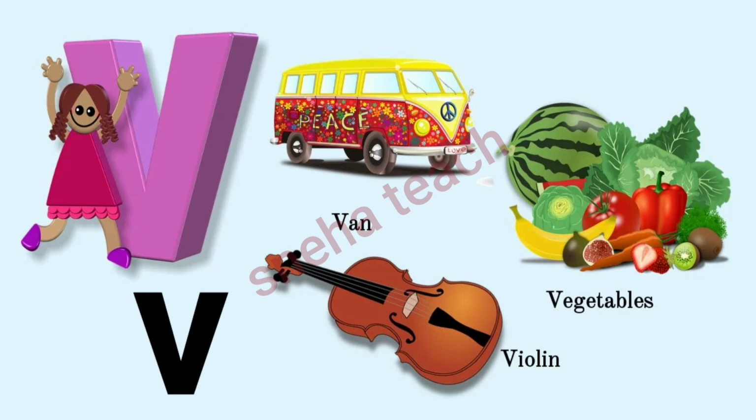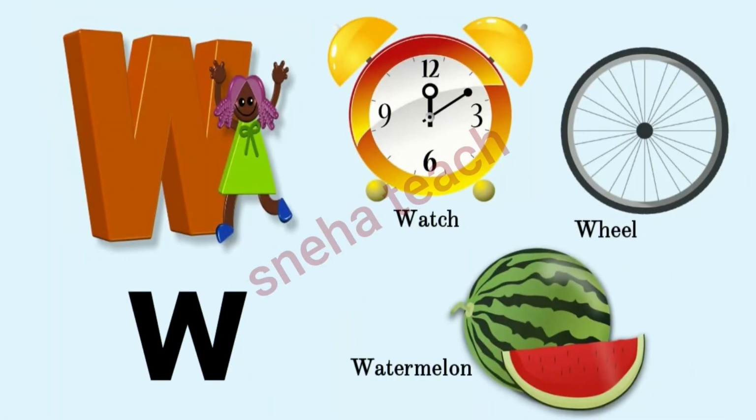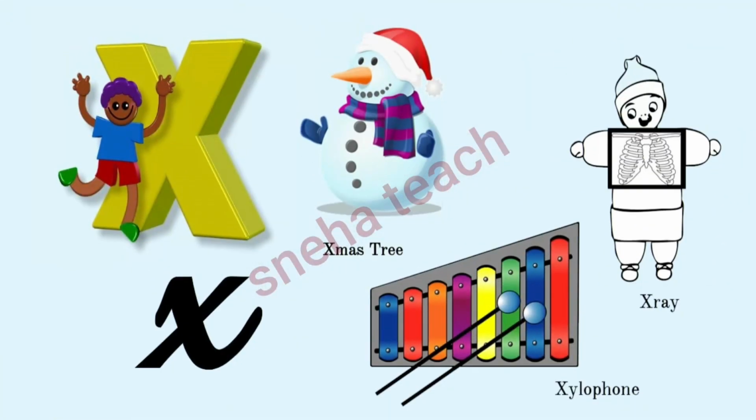V for van. Vegetable, violin. W for watch. Wheel, watermelon. X for Xmas tree. X-ray, xylophone.